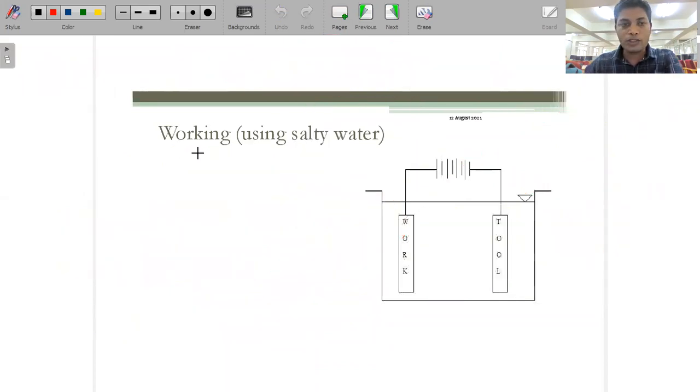Now we are using the salty water as the electrolysis. This is the container in which we have filled the salty water. Salty water is nothing but H2O, which is already there.